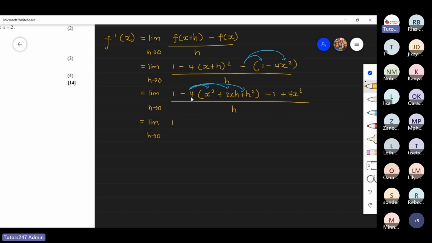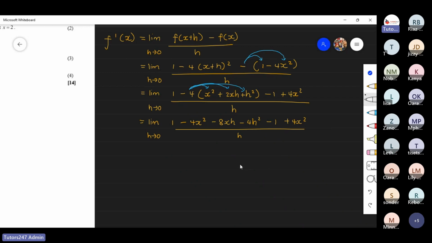So that is going to give us negative 4 times x squared, which becomes minus 4x squared. Negative 4 times positive 2xh becomes minus 8xh. And negative 4 times positive h squared becomes negative 4h squared. And we bring down minus 1 plus 4x squared all over h.